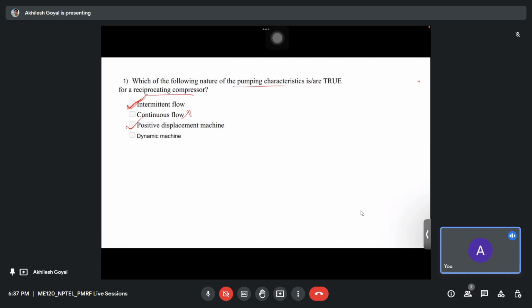And these are not dynamic machines. They do not transfer the kinetic energy to the gas or air for the compression purpose, but these machines use positive displacement for the compression work. So the first question is all about the reciprocating compressor characteristic. A reciprocating compressor results in intermittent flow, and they are positive displacement machines, but they do not result in continuous flow, and they are not dynamic machines. So option first and option third are the correct options.